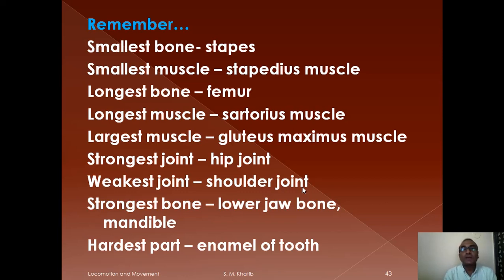The strongest bone is the lower jaw bone. Remember, the mandible is the strongest bone in our body. It is very, very difficult to break this jawbone. And the hardest part among all the bones in our body is the covering of the teeth. Each tooth has a hard, shiny white covering called enamel, and that enamel is the hardest part in our body.